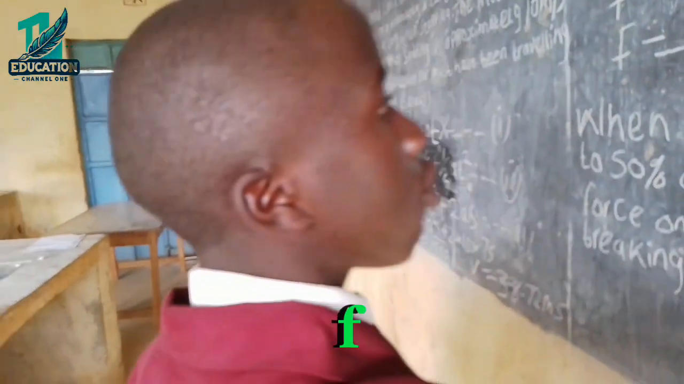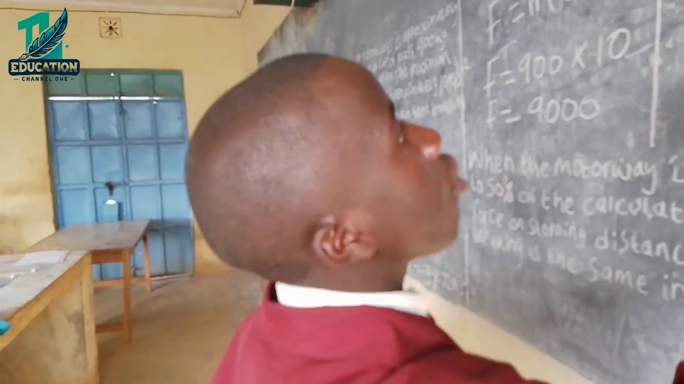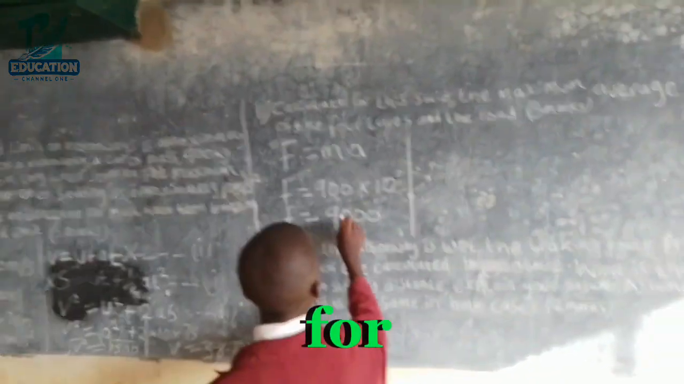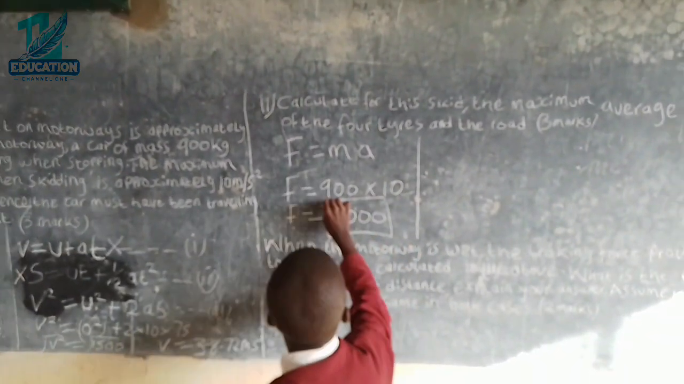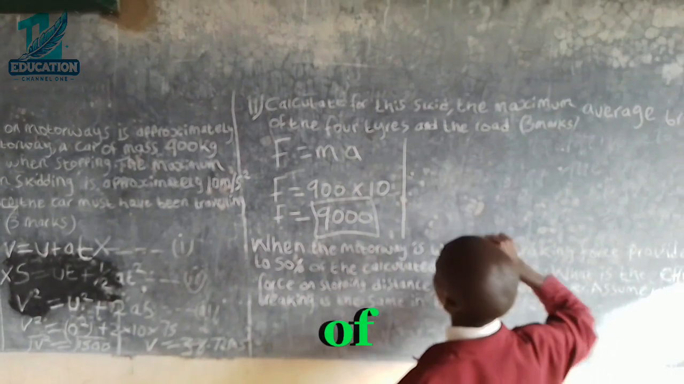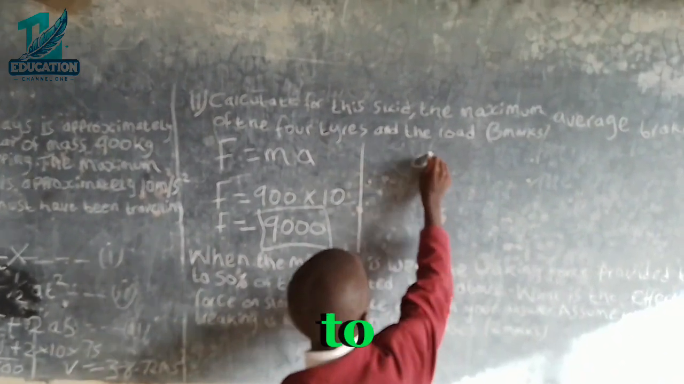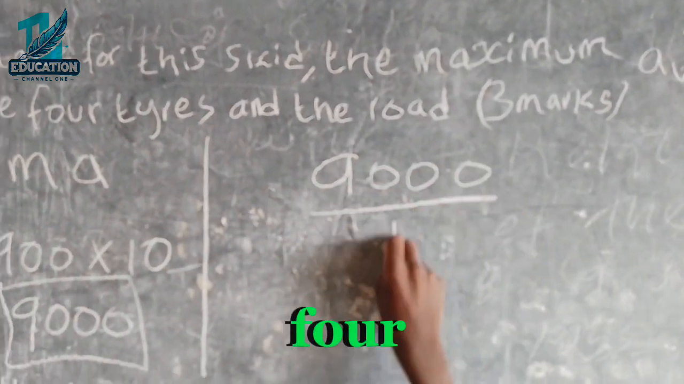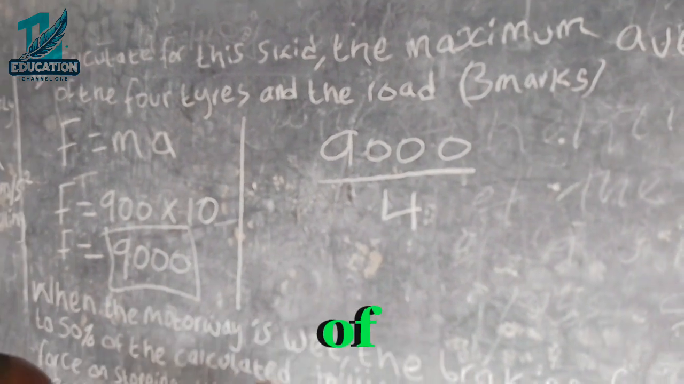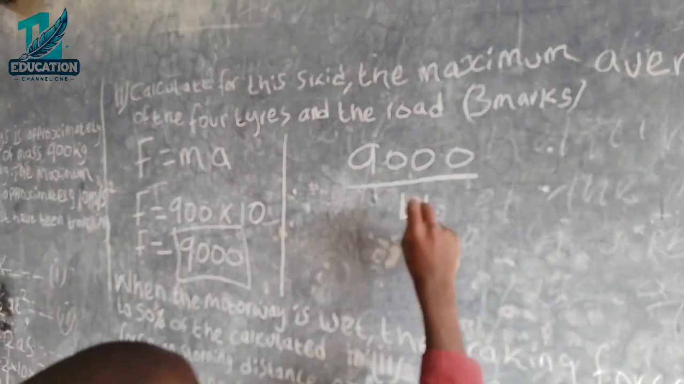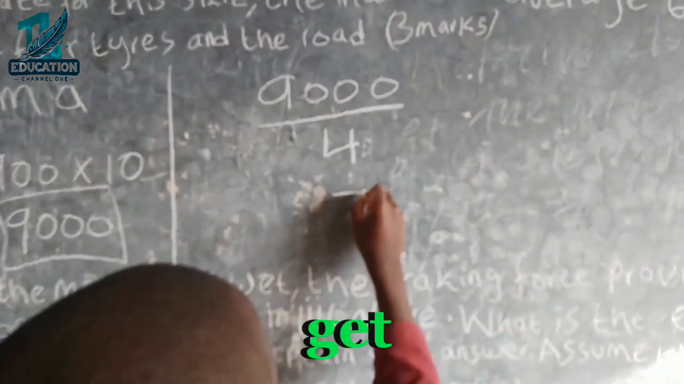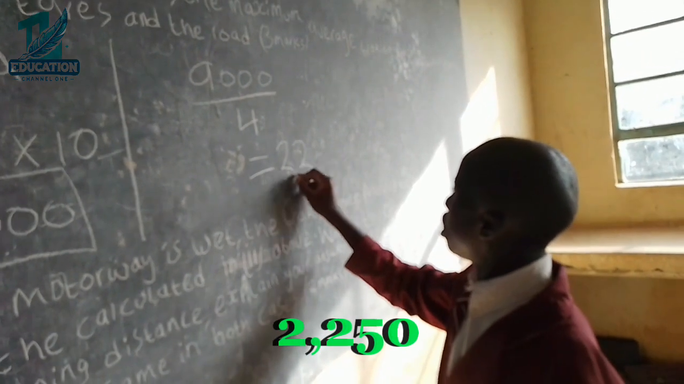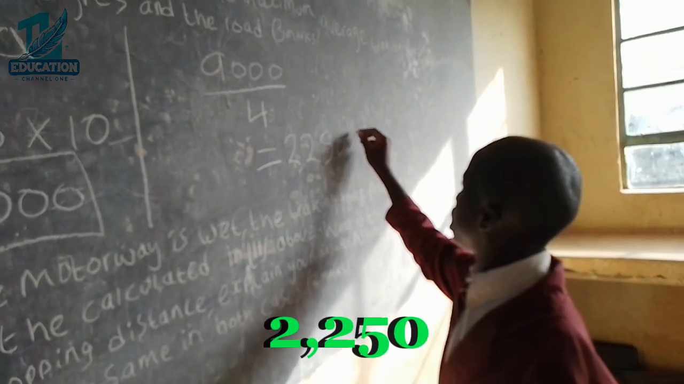When we have F as 9,000, we are told for each of the 4 tires. So this is the braking force of all of the 4 tires. But we want to know the braking force of each tire. So we are going to say 9,000 divided by 4 tires, because the tires of the car are 4. So 9,000 divided by 4, we are going to get the final answer as 2,250 newtons.